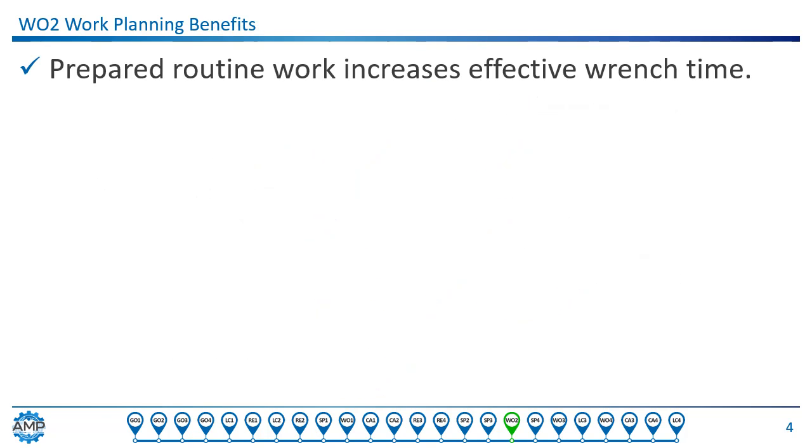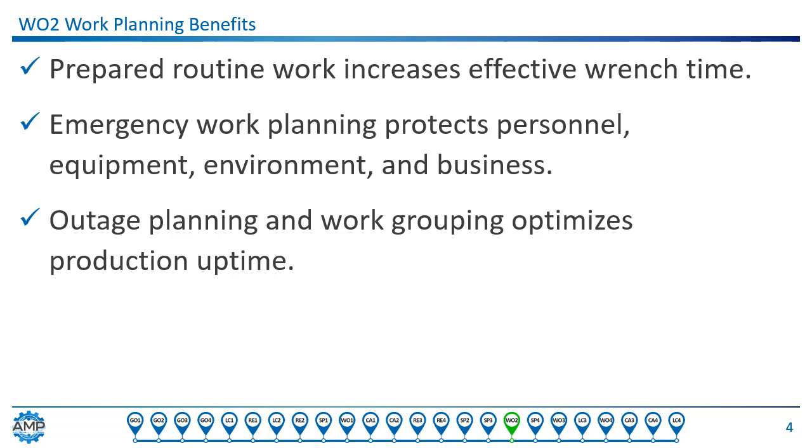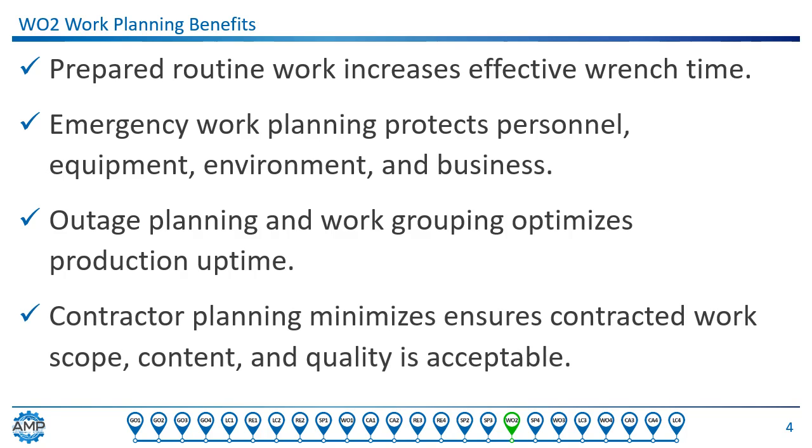Let's take a look at the benefits of work planning. When we prepare routine work and get it wrench ready, we increase the effective wrench time. Emergency work planning serves to protect personnel and equipment and the environment and perhaps the whole business. Outage planning and work grouping optimizes production uptime. Planning contracted work ensures contracted work scope, content, and quality is acceptable to the business.